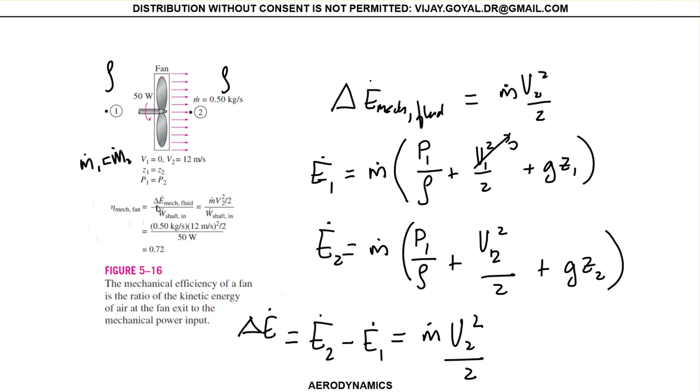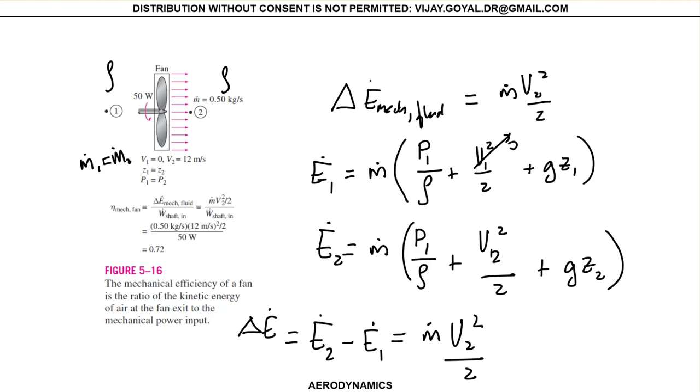The fan efficiency is this divided by the power of the shaft. That's equal to 50. That's the power that's being generated. So therefore, divide by 50, and you're seeing that your fan efficiency is about 72%. So that's what the equations really mean.